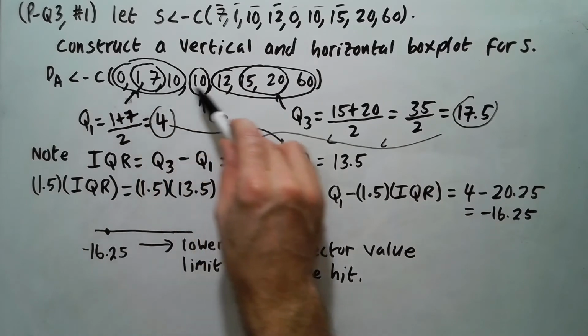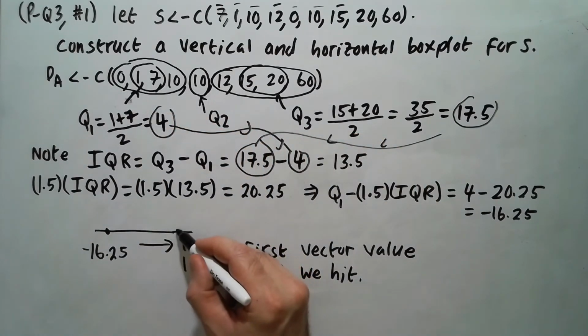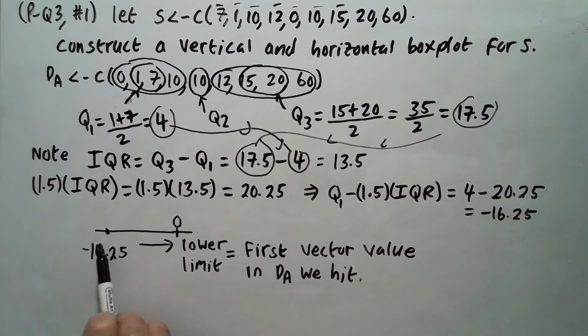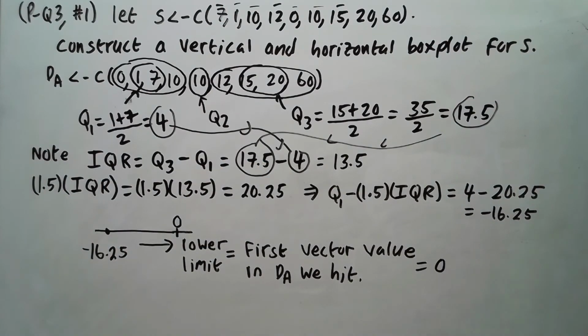Here's our numbers arranged. The first number we'll hit is 0, because 0 would be here. So there, you'd have 1 and 7 and so forth, because you're at a negative value here. So moving up the number line, you're going to hit 0 first. So it looks like 0 is going to be the lower limit. Okay, so that's our lower limit.